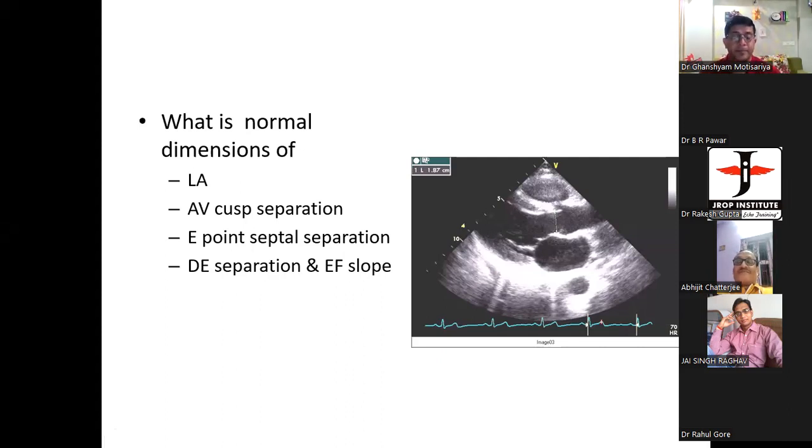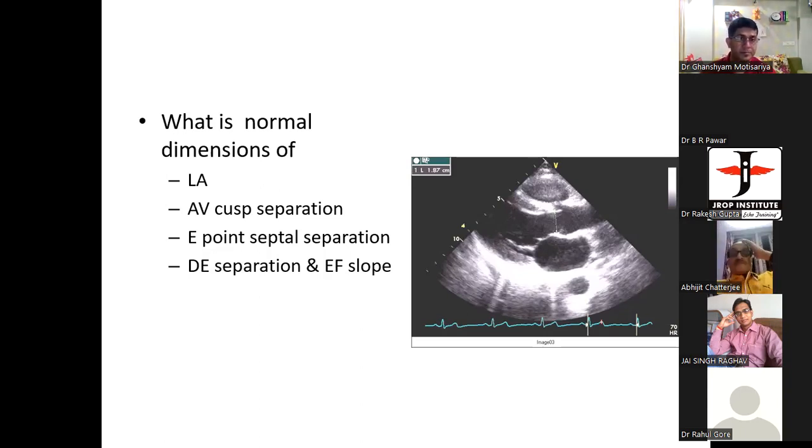Jai Singh, what is the normal dimension of LA? 39 mm, sir. Or Avicus separation? Avicus separation, sir. 15 to 26. E point septal separation? 22. E point septal separation is 7, man. 22 would be like dilatation. Use LV. 7 millimeters. Okay, sir.